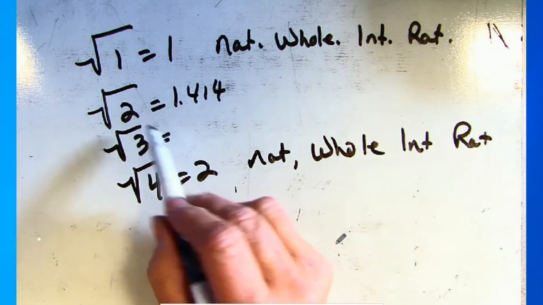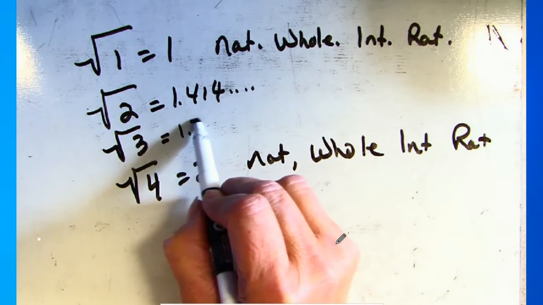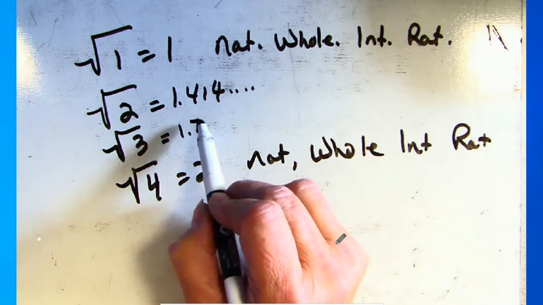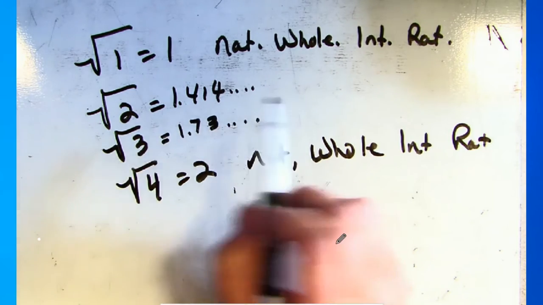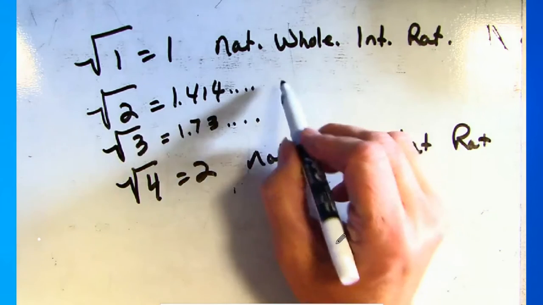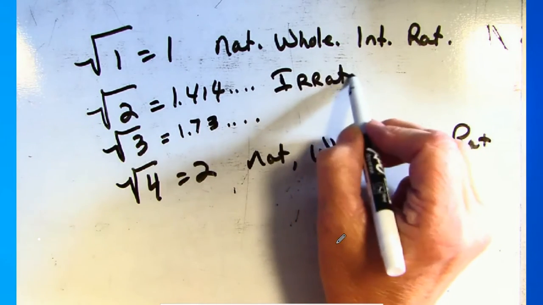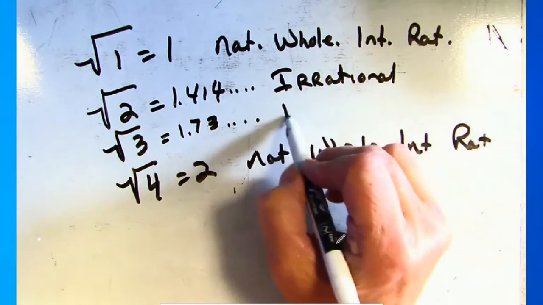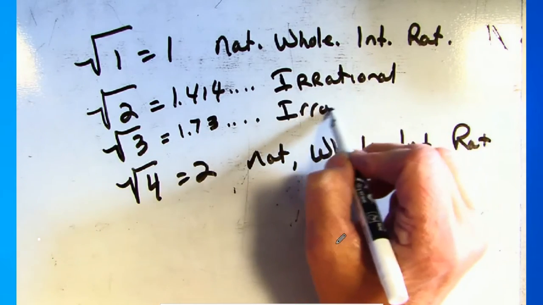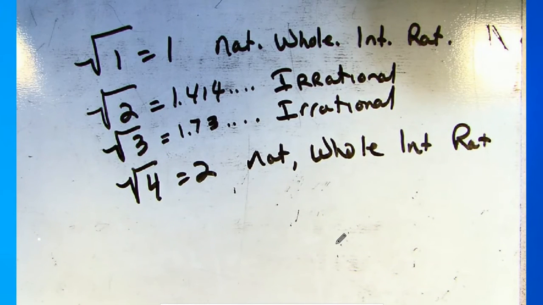And the square root of 3 is approximately 1.73 and so forth. These are non-terminating, non-repeating decimals. That makes these guys irrational. We can only estimate their value because they are not perfect squares. Okay? So only perfect squares can we take square roots of.